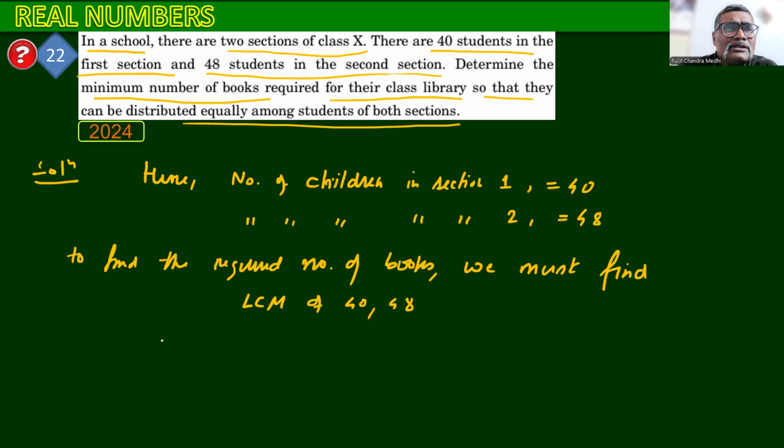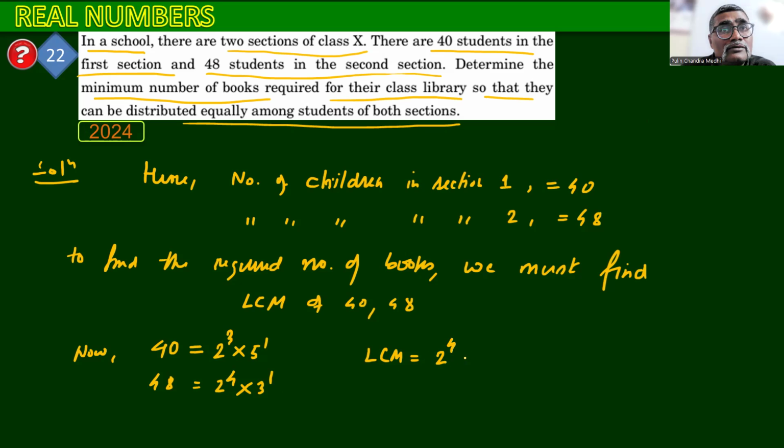Now you can find the LCM. So how can you find the LCM? Now 40 equals 4 into 10, or you can write 8 into 5. So 8 means 2 cube, and 5 to the power 1. 48 is 16 into 3, that is 2 to the power 4 into 3 to the power 1. So what is the LCM? LCM means you have to take the highest power of the factors. So 2 to the power 4 you will take, then 3 to the power 1, and then 5 to the power 1. So this is 16, 16 fives are 80, 80 into 3, 240.